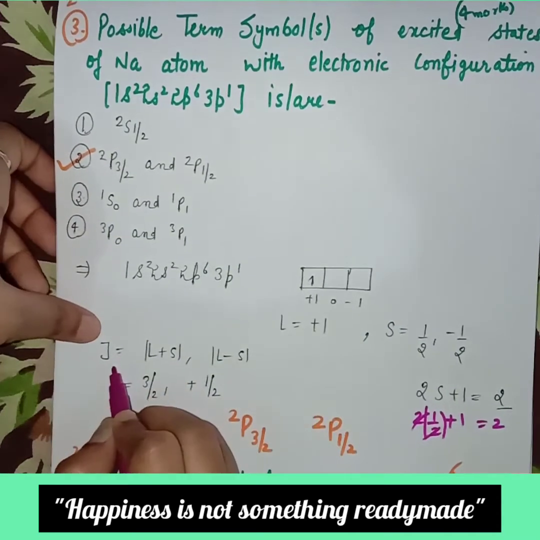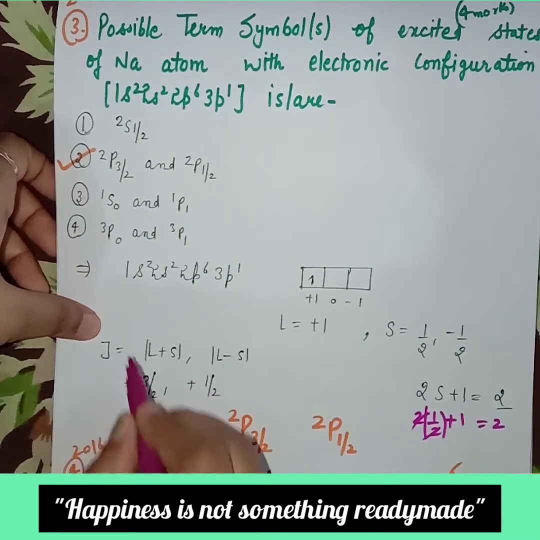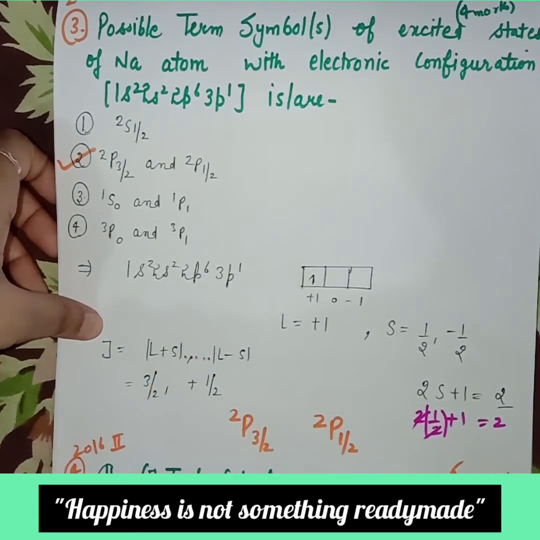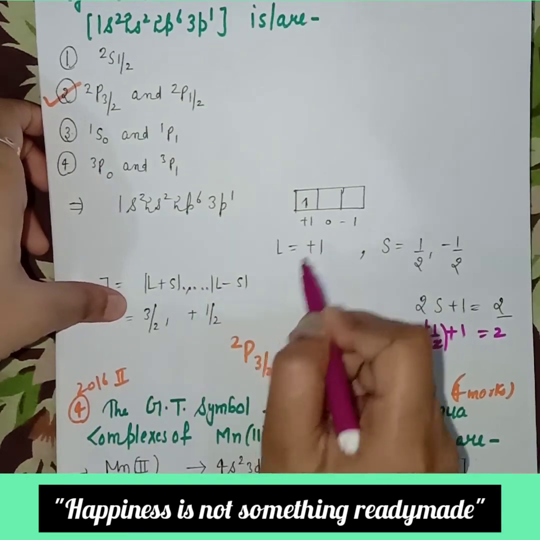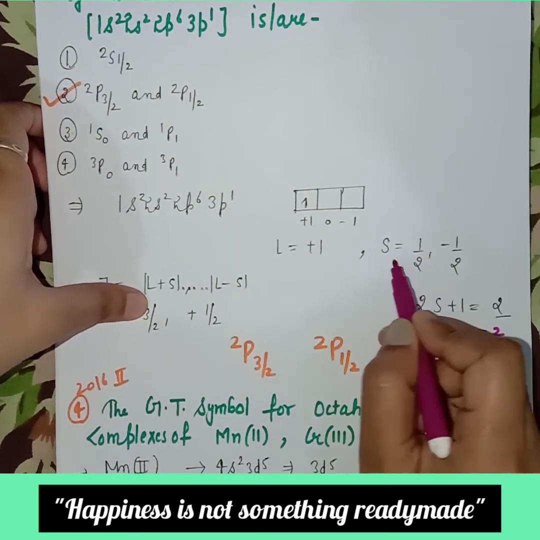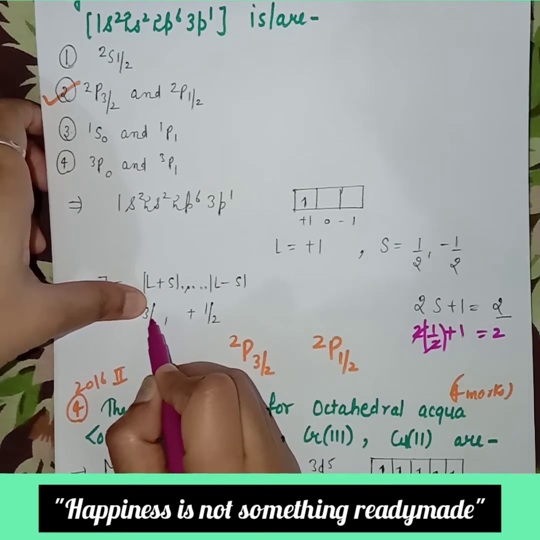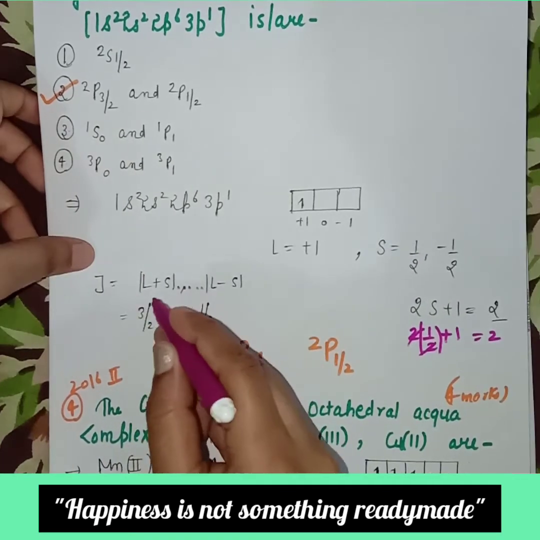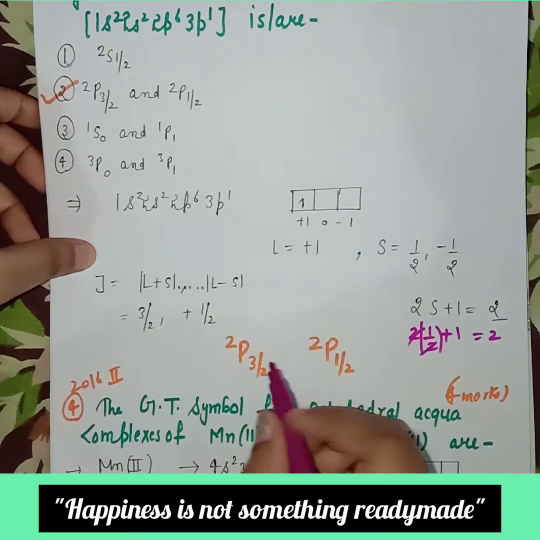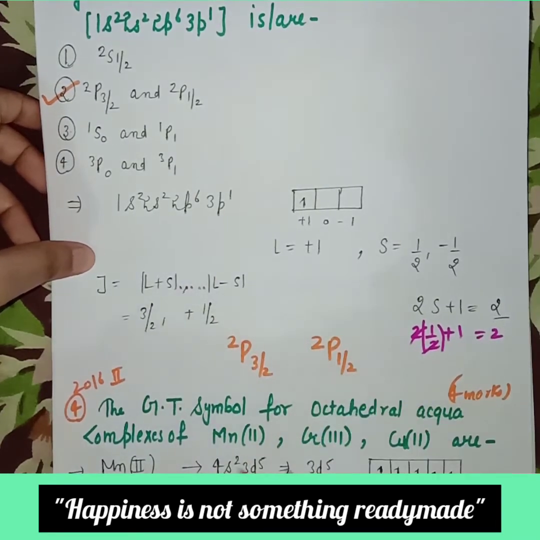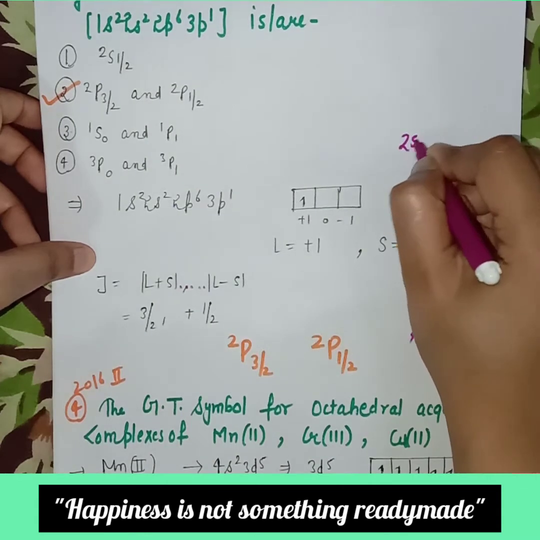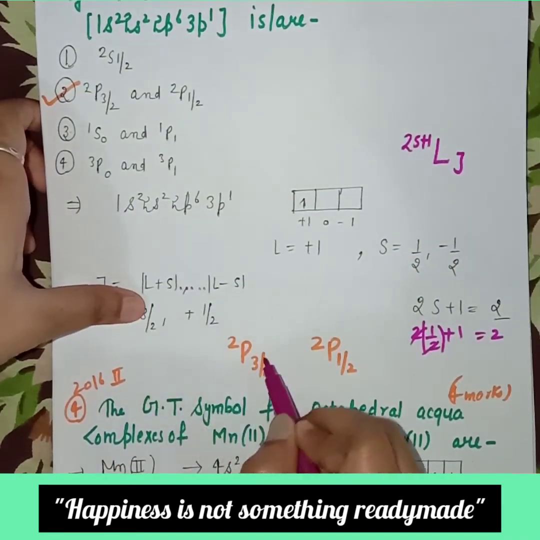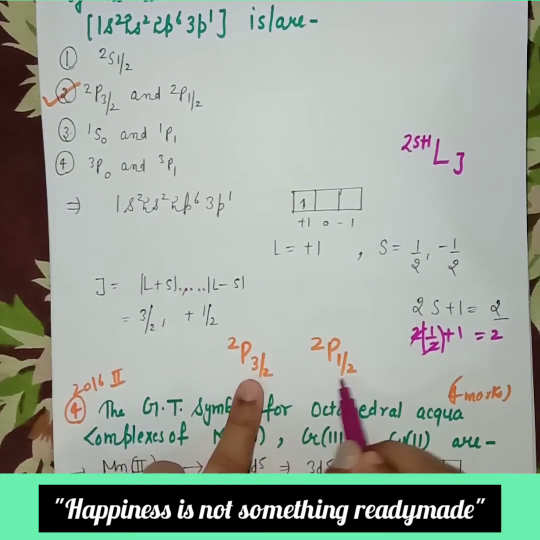For term symbol we have to find value of J. Value of J lies from L plus S to L minus S. So here L value 1, S value 1 by 2, 1 plus 1 by 2 is 3 by 2, and 1 minus 1 by 2 is 1 by 2. We have two values of J here. Then to find term symbol, we know this is our term symbol. So value of J is 3 by 2, 1 by 2. Then write in one case 3 by 2 and 1 by 2.